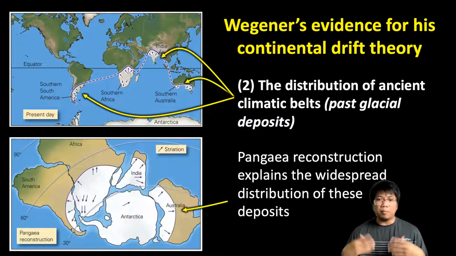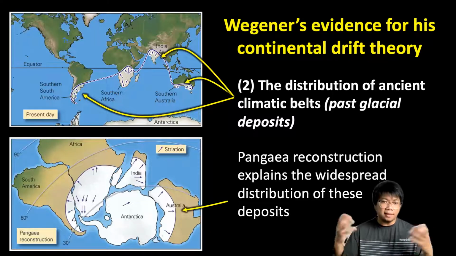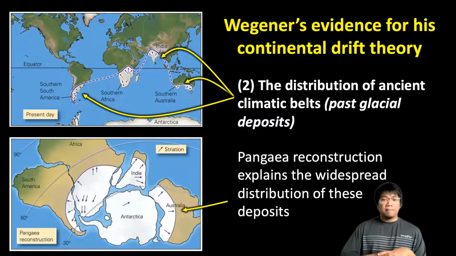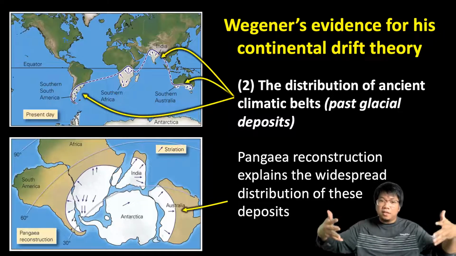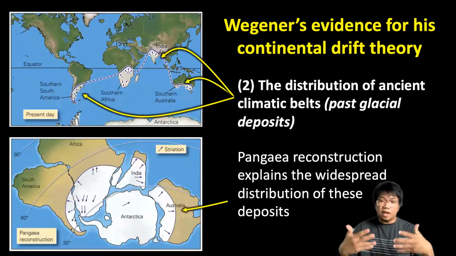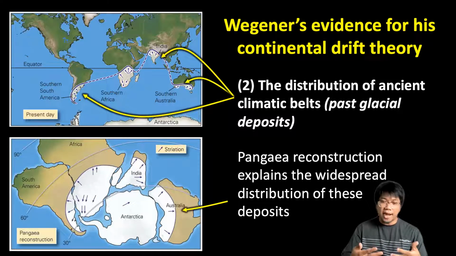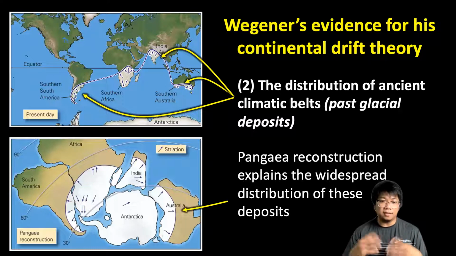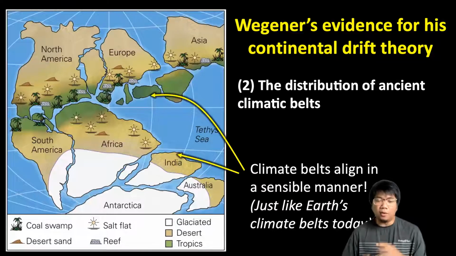Wegener proposed that the reason why we had these glacial deposits in these continents is simply because these continents were all together. The southern tips of these continents were all together in the South Pole region of the Earth, hundreds of millions of years ago, together with Antarctica. And that is the reason why we have glacial deposits in these continents. So that was the second one.